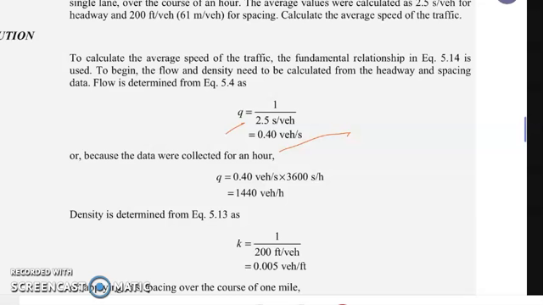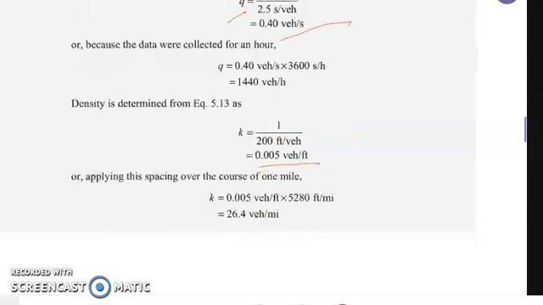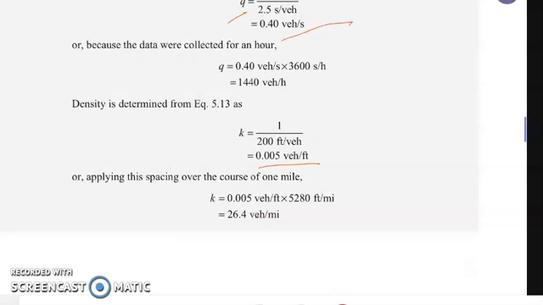Then for the density, denoted by K, we simply have K equal to 1 all over the spacing, which is 200 feet per vehicle. Therefore, our density is 0.005 vehicle per foot. If we want the density over 1 mile, we convert feet to miles. One mile is 5,280 feet. So we get the density, which is equal to 26.4 vehicles per mile.